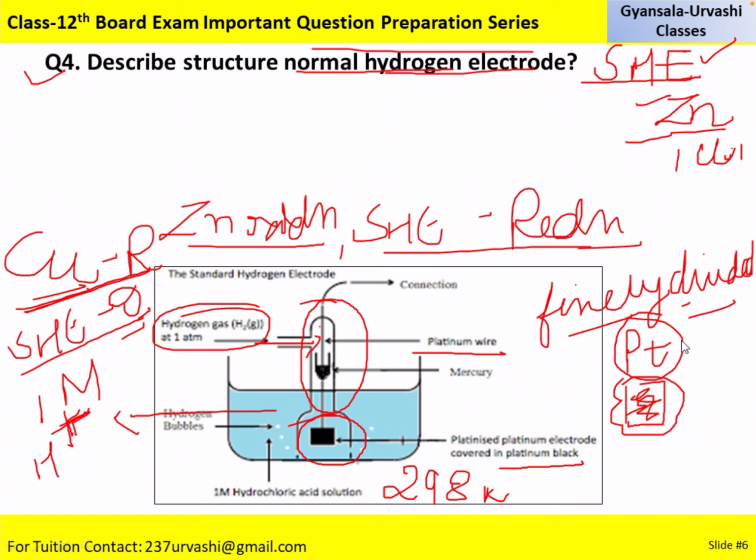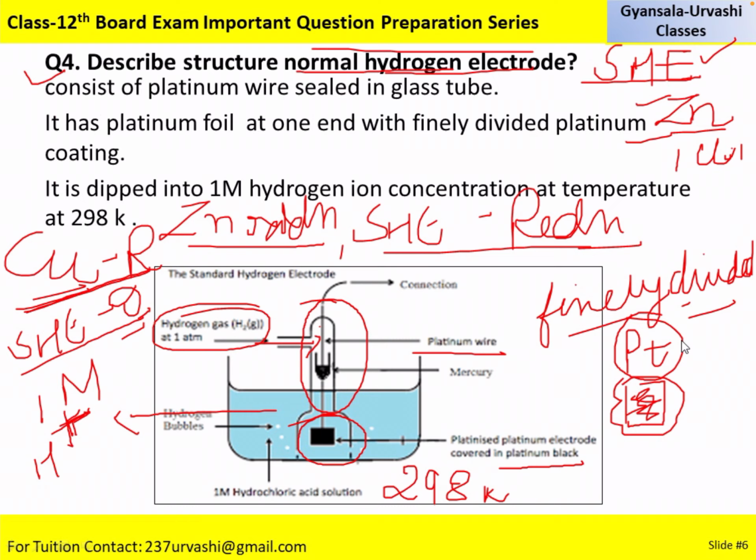The fourth question was, describe the structure of the normal hydrogen electrode. We discussed it with a diagram. There will be a platinum wire sealed in a glass tube, then platinum foil at one end with finely divided platinum coating. Then it is dipped in a 1 molar hydrogen ion concentration solution and hydrogen gas is bubbled. If your given substance is oxidizing, SHE will act as a reducing electrode, and if your given substance is reducing, then SHE will act as an oxidizing electrode.